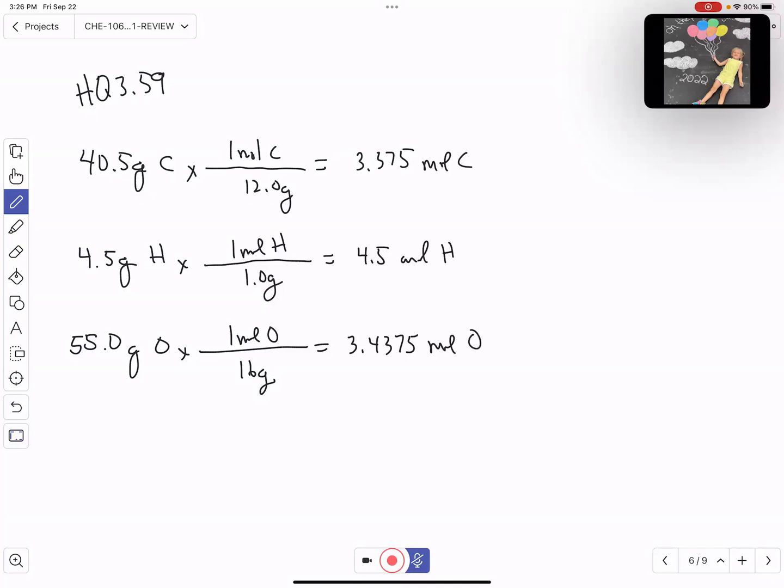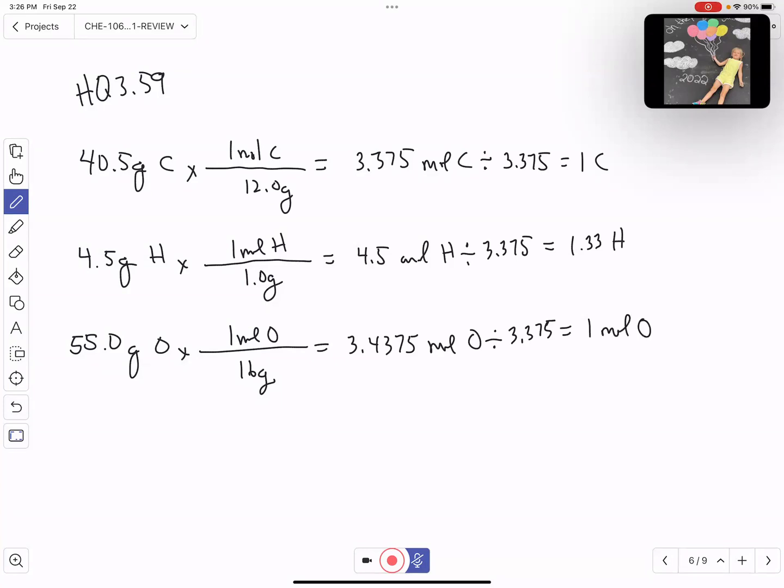The next step is the same, right? We're going to find the mole ratio by dividing by the smallest number, right? And so we're going to divide all of these by 3.375 to get our mole ratio. And I think this is the one that came out to be 1 mole carbon, 1.33 moles of hydrogen, and approximately 1 mole of oxygen.